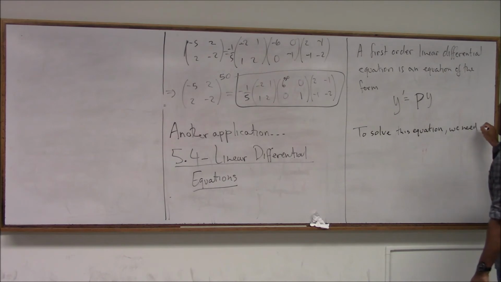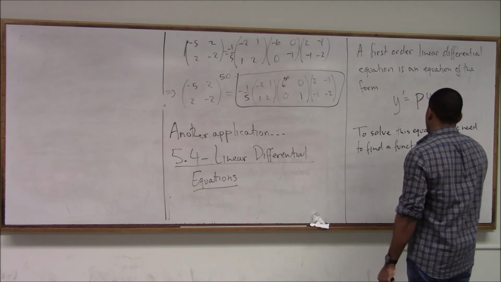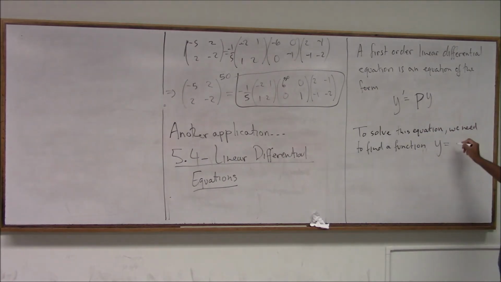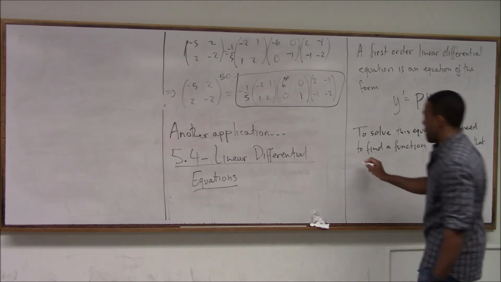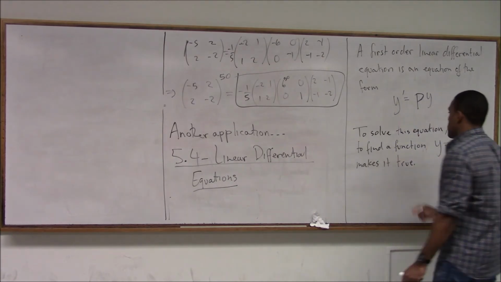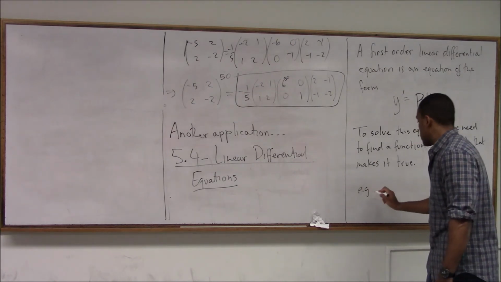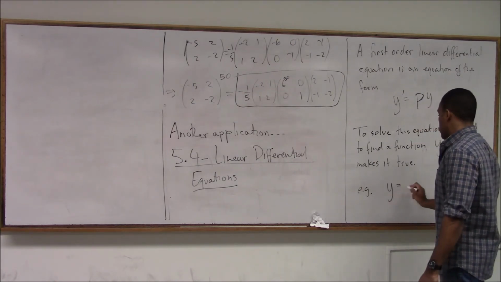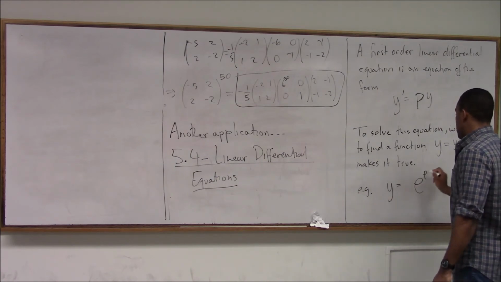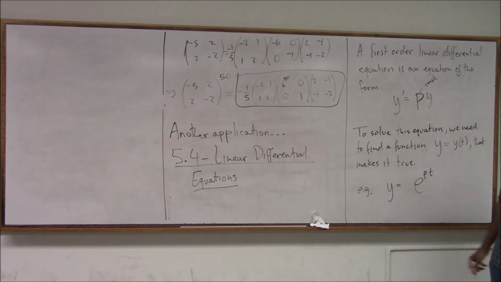We need to find a function y equals, say, just some function of t that makes it true. So basically find the function that when you plug it in here, it makes sense. That is called solving the differential equation. So for example, y equals e to the p times t, where p is a constant, will solve this differential equation.